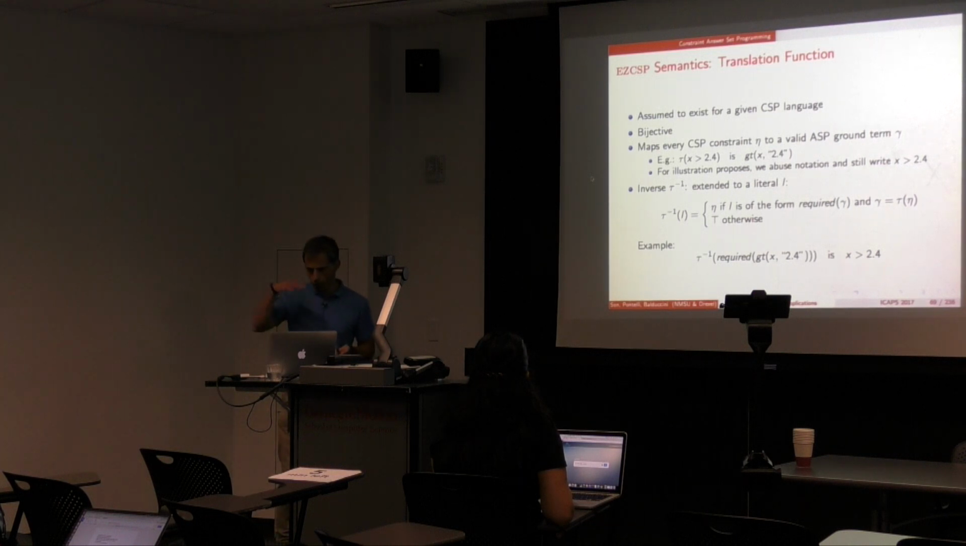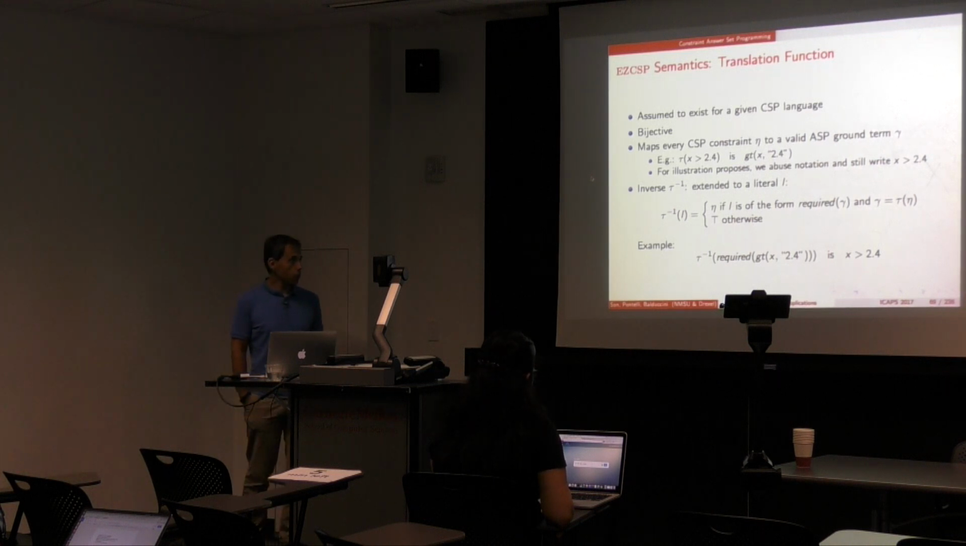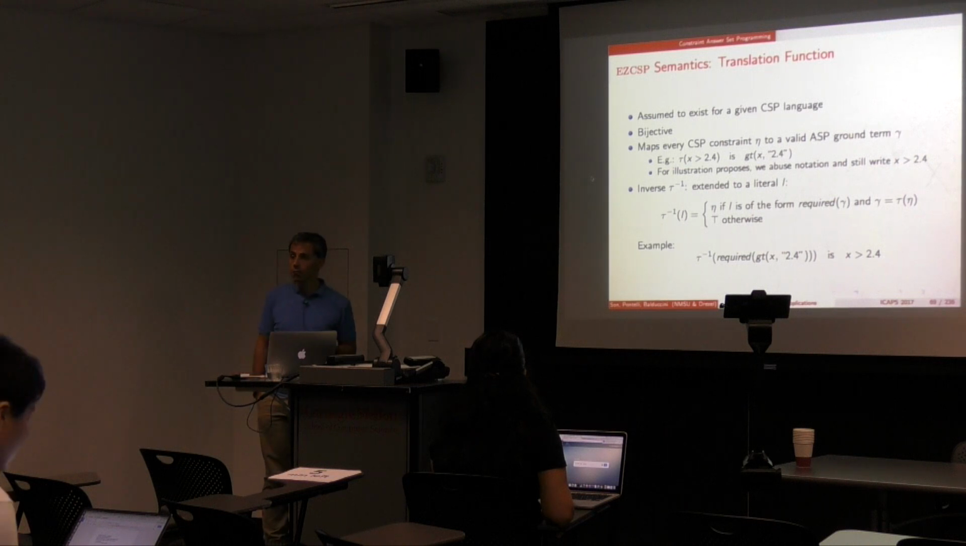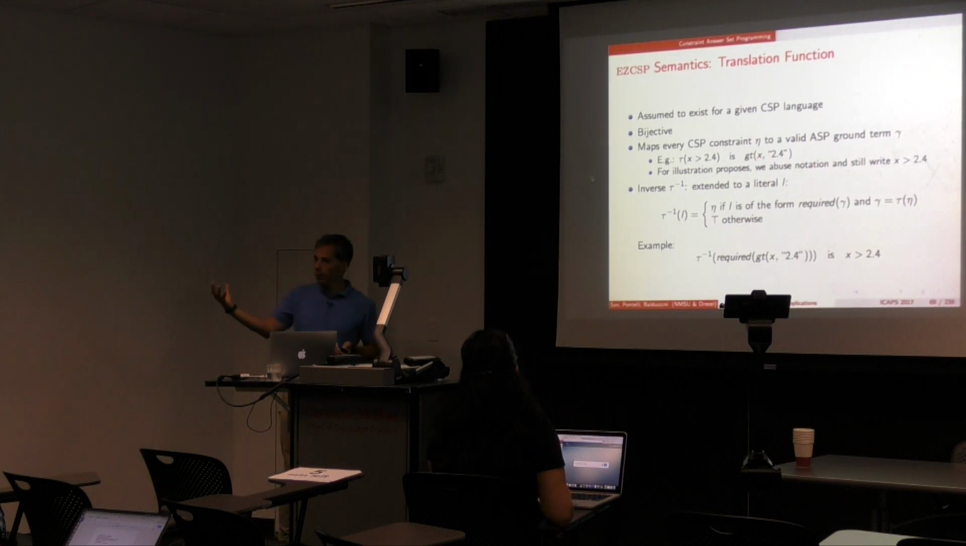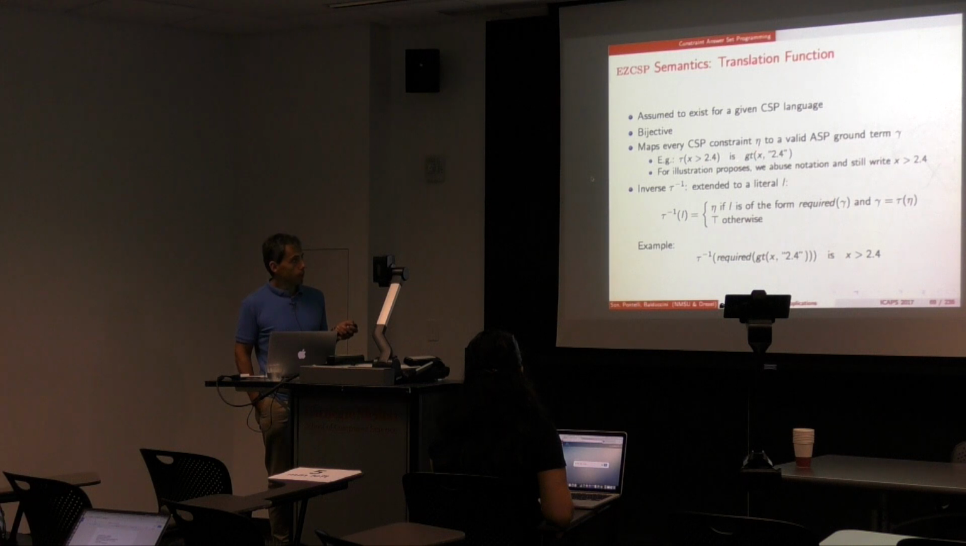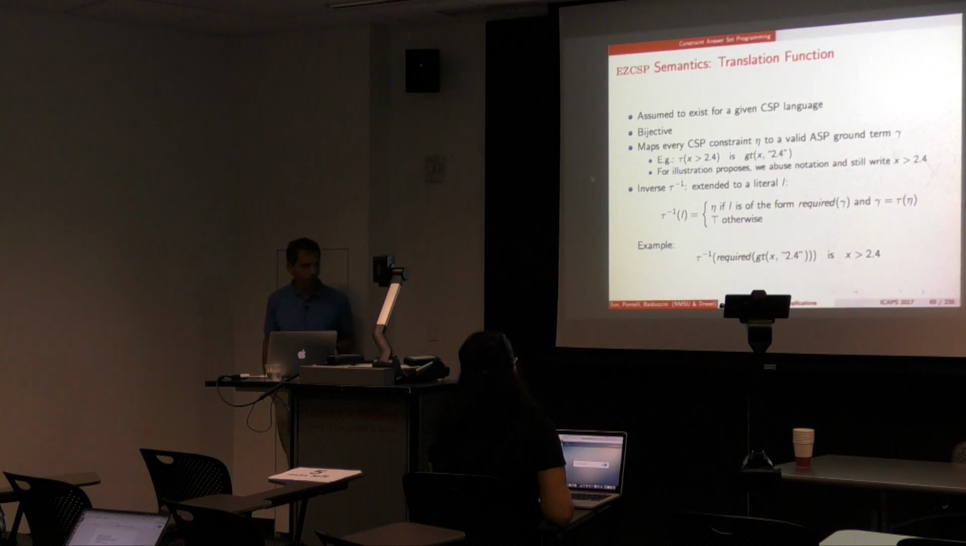Now, the translation, from a high level perspective, is pretty straightforward. Essentially, you just need some bijective function that will take any CSP constraint and map it into a legal ASP term. For example, x greater than 2.4 could be mapped into GT(X, "2.4") with 2.4 in double quotes, because typical ASP flavors don't like floating point numbers, and they want to look at them as strings. As long as you define it in a bijective way, we're okay.